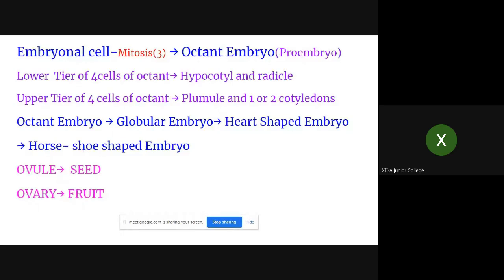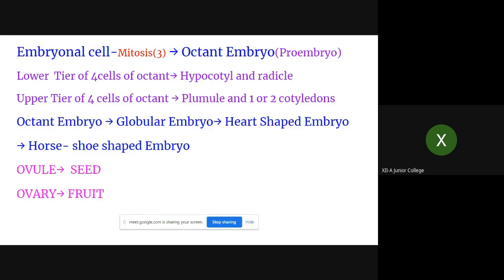Because the suspensor development is clear. The suspensor initial straightway divides transversely and forms a suspensor. But here in the upper cell, that is the embryonal initial, the developmental stages are a little bit different and main. That's why you can observe all these different forms.